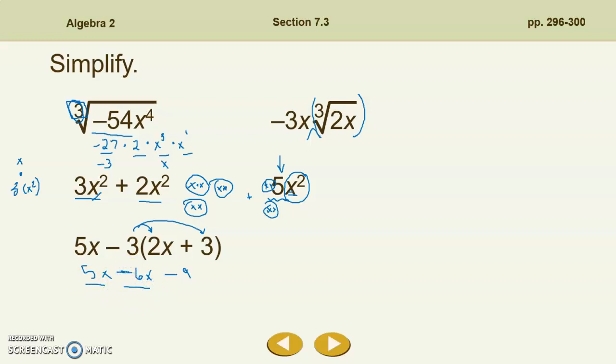And you should be familiar with that terminology. Remember, a like term has to have the same variable being raised to the same power. Both of these is a variable of x being raised to the first power, so we can combine them. This negative 9 does not have a variable, so it's not like the others. And when we combine like terms, we get negative x minus 9.